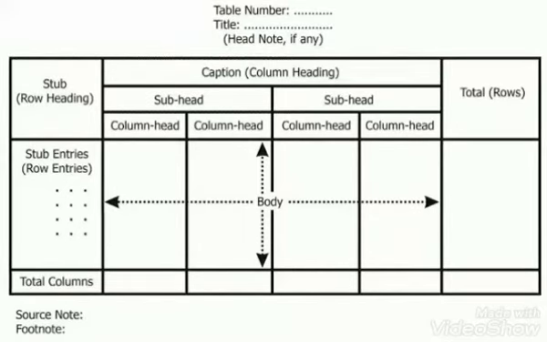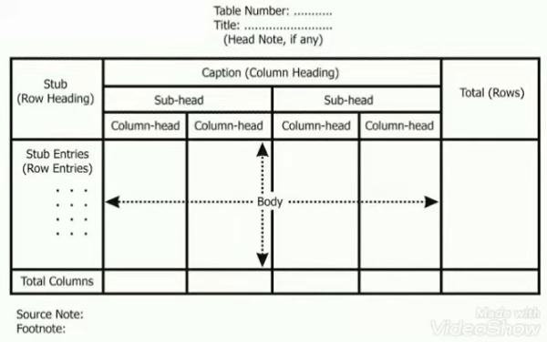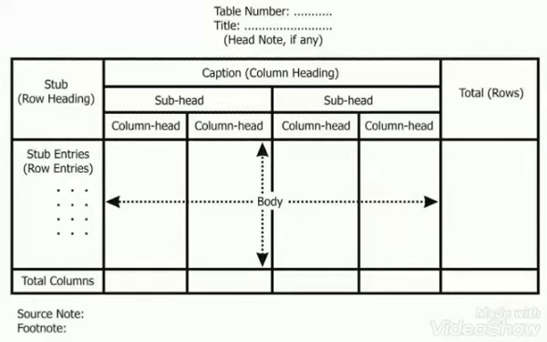Obviously when you are making a table, you have taken the data from some secondary sources, so mention where you have taken that data from, along with the year, publication, reference number, whatever is related to that source. So children, these are various components of a table which are very important to keep in mind while you draw a table.